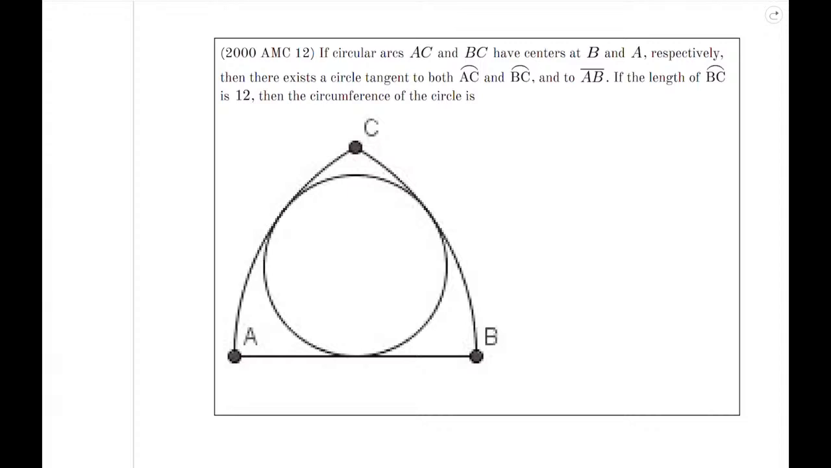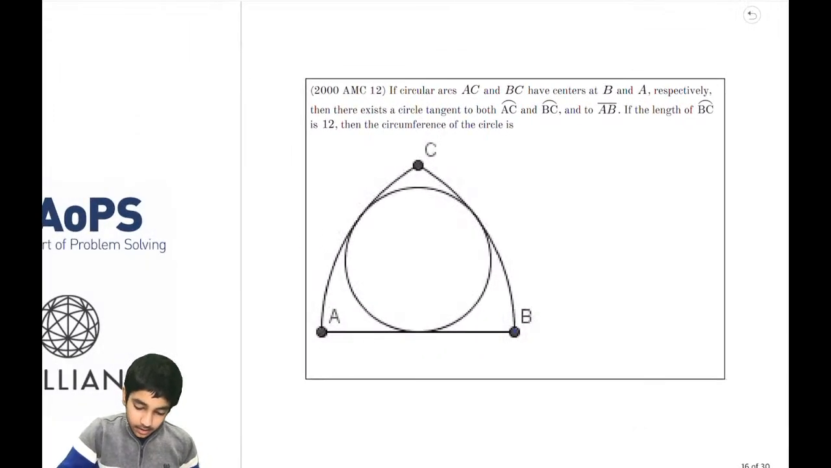Okay, so now let's get back to this problem. It's a really cool problem. So basically, what we're given is that we have two circular arcs, AC and BC, and they have their centers at A and B. So basically, we have these two circular arcs.